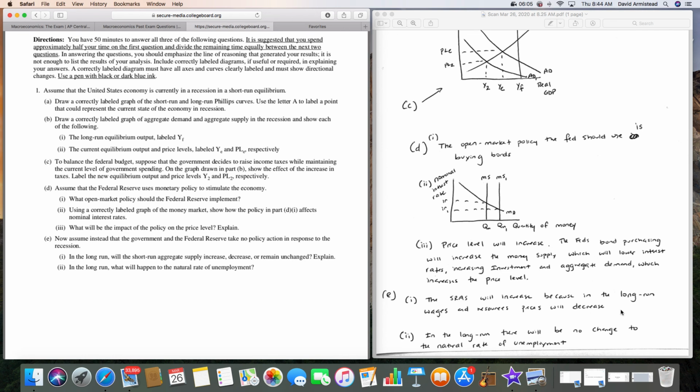In the long run, what will happen to the natural rate of unemployment? In the long run, there will be no change to the natural rate of unemployment. The only thing that can impact the natural rate of unemployment in a country is unemployment benefits, unemployment compensation. If your country has really generous unemployment compensation, you're going to have a higher natural rate of unemployment, like France, which has 8 or 9%. In the United States, we have 4 to 6% because our unemployment benefits are not all that generous.